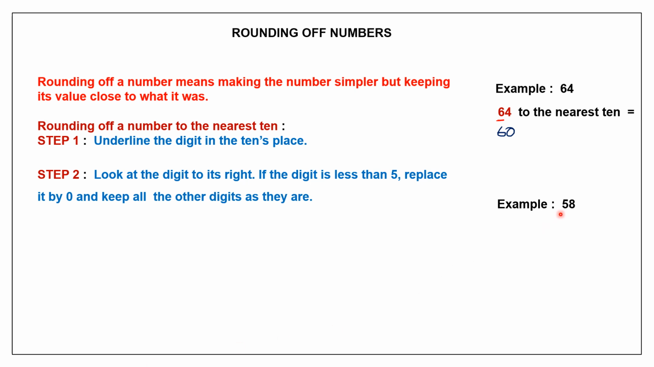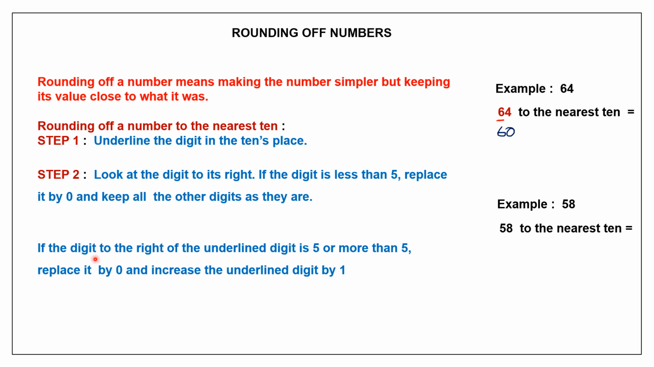Now look at this example. Here the number is 58 and I am going to round off 58 to the nearest 10. So what should we do? If the digit to the right of the underlined digit, so first let's underline the digit in the tens place. So ones, tens, 5 is in the tens place, and if the digit to the right of the underlined digit is 5 or more than 5, so here we have 8 which is more than 5, what should we do? Replace it by 0 and increase the underlined digit by 1.